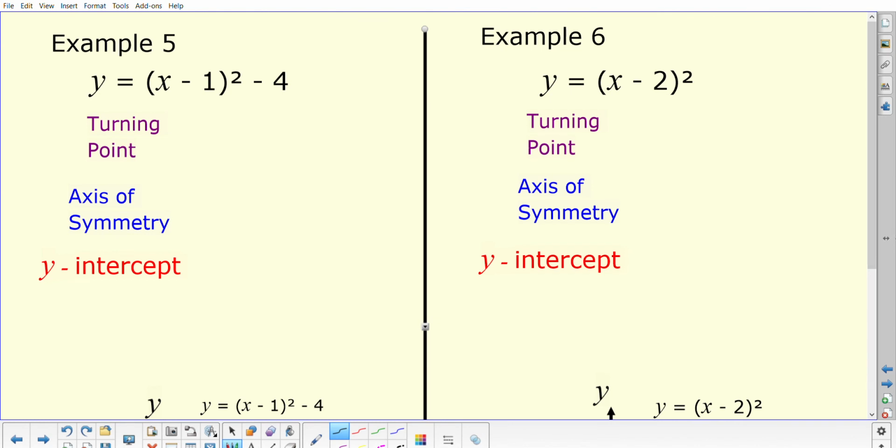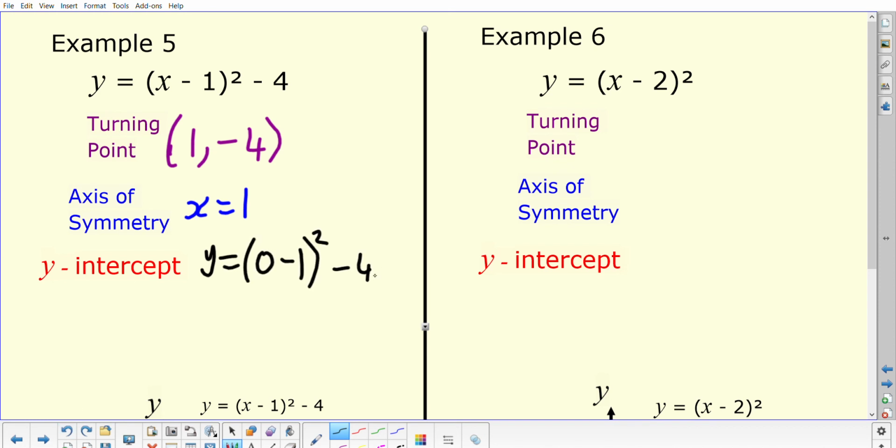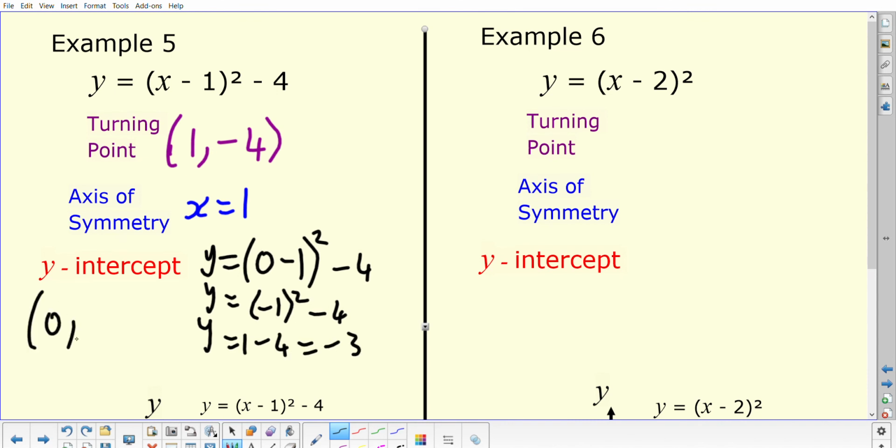These ones here, same thing. Check your turning point, +1, -4, axis of symmetry, x equals 1. Your y-intercept will be found by doing y equals nothing, -1, all squared, -4. So that's going to give me -1 squared, which is +1, take away 4, and that results in a -3 value. So my y-intercept will be the point 0, -3.